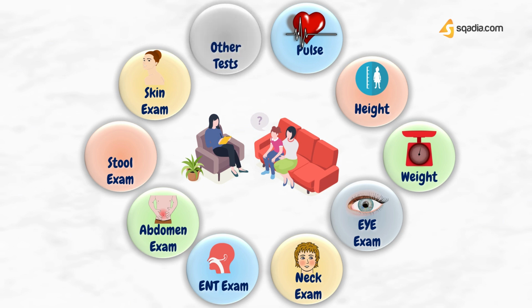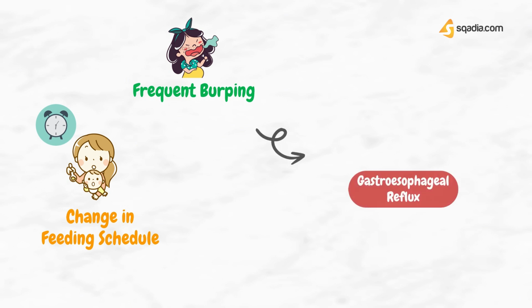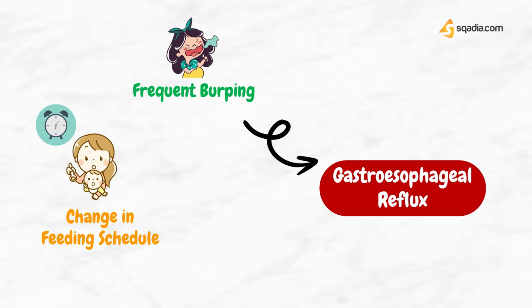So what can cause nausea and vomiting in children, and what could be the typical symptom for each? Let's find out right now. So if the child has often nausea and vomiting, and it is relieved by frequent burping or changing feeding schedules, and it usually occurs more commonly in premature infants, then there's a chance that they have gastroesophageal reflux. It is the movement of stomach acid up into and through the esophagus, which connects the throat to the stomach.